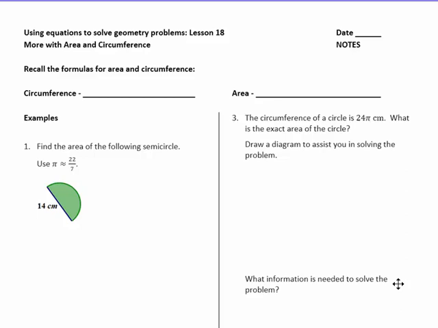All right, ladies and gentlemen, so today we're going to be working on area and circumference, and sometimes going back and forth between the two. So we're going to remember our formulas: circumference, C equals pi d, so in circumference we need the diameter, and in area, A equals pi r squared, and we need the radius.